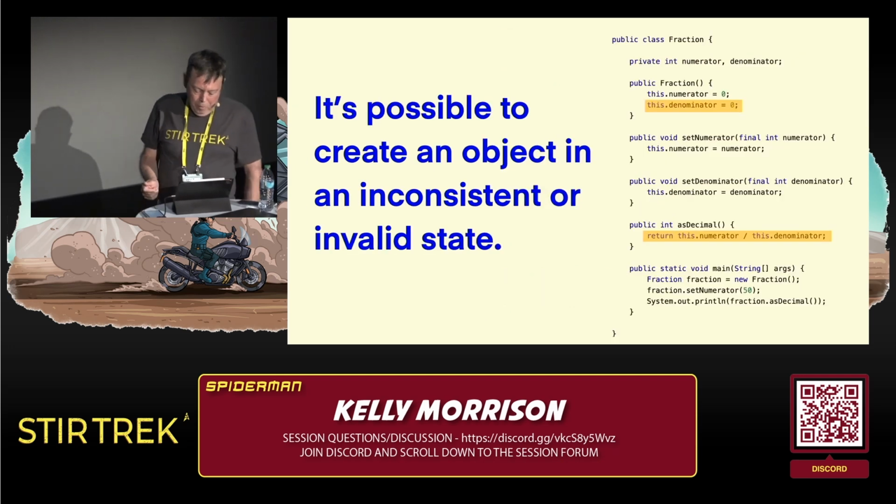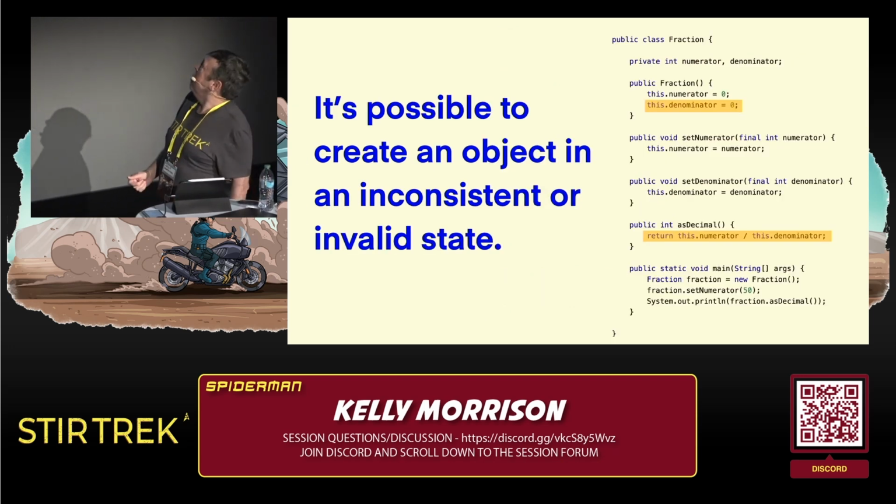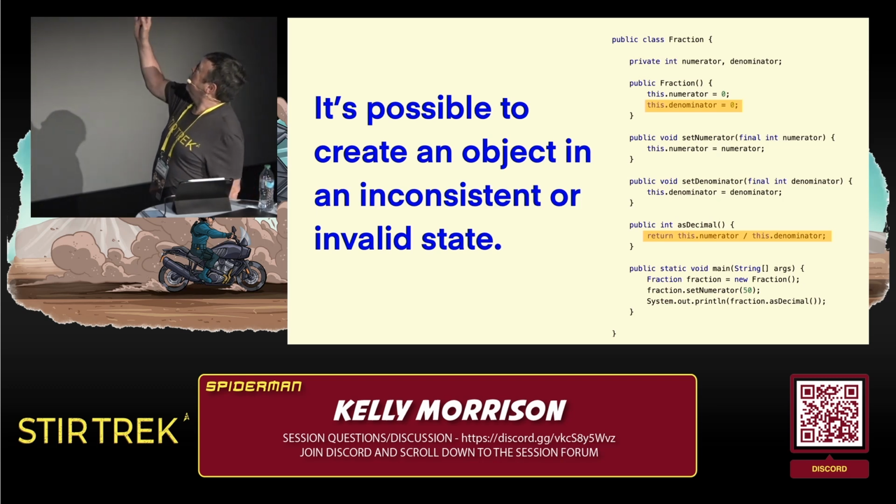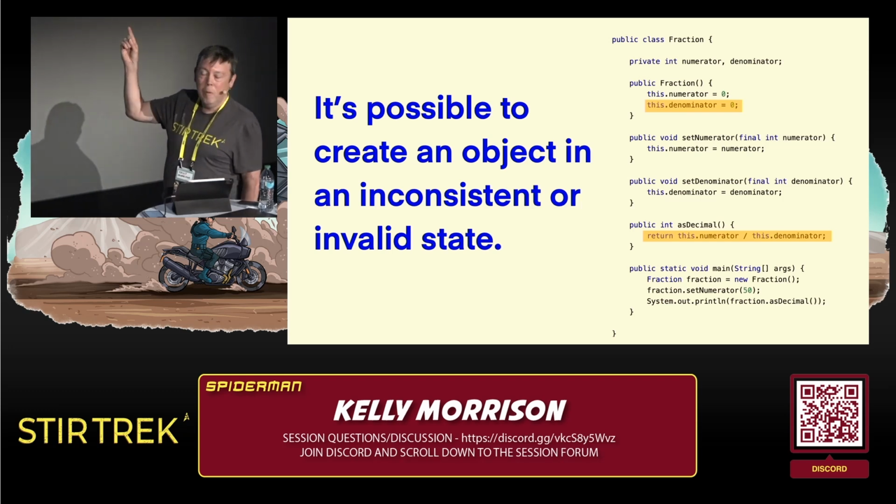It's also possible to create an object in an inconsistent state. Here I've got a fraction class. And you can see at the very beginning, we're declaring a numerator and a denominator and setting them to 0. Then we've got a couple of setter methods for setting the numerator and denominator. And then I have an asDecimal method. And what that does is it turns the fraction into a decimal.